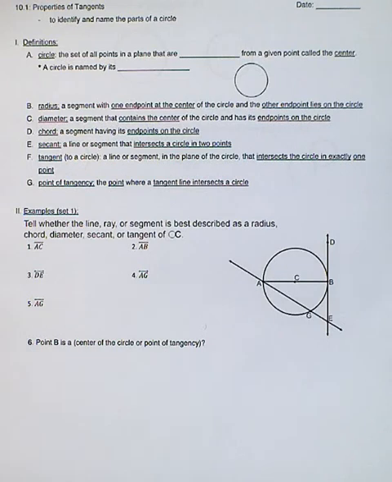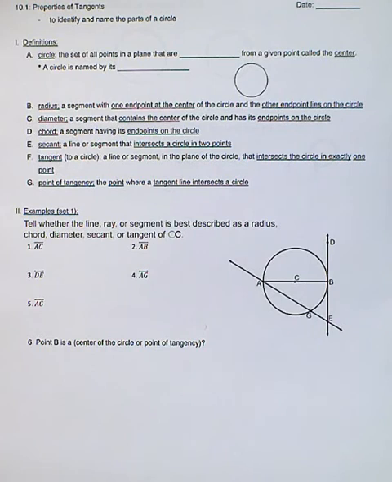Today we're going to talk about the properties of a circle. So we're going to identify and name the parts of a circle. This does seem like we're going backwards just a little, and that's okay. There are things in today's lesson that we haven't learned yet.